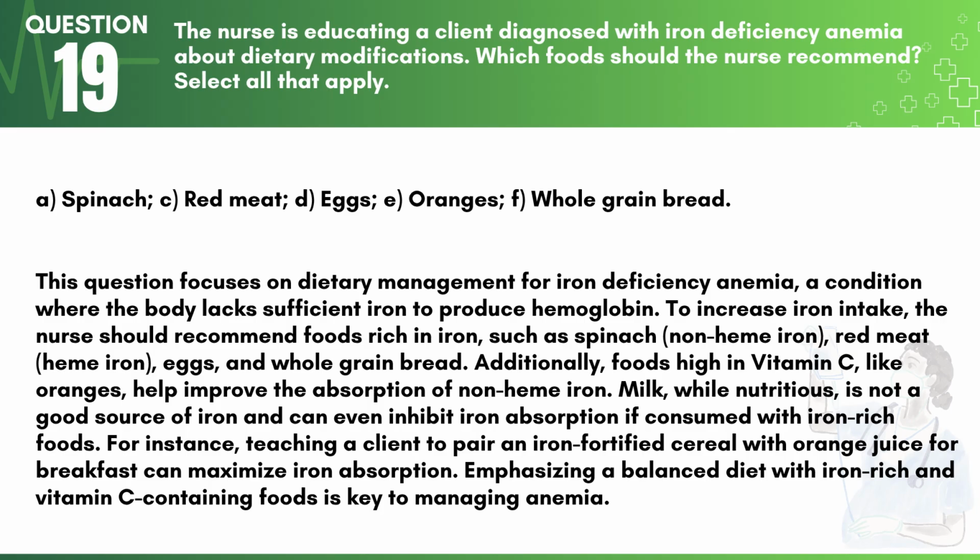Additionally, foods high in vitamin C, like oranges, help improve the absorption of non-heme iron. Milk, while nutritious, is not a good source of iron and can even inhibit iron absorption if consumed with iron-rich foods. For instance, teaching a client to pair an iron-fortified cereal with orange juice for breakfast can maximize iron absorption. Emphasizing a balanced diet with iron-rich and vitamin C-containing foods is key to managing anemia.